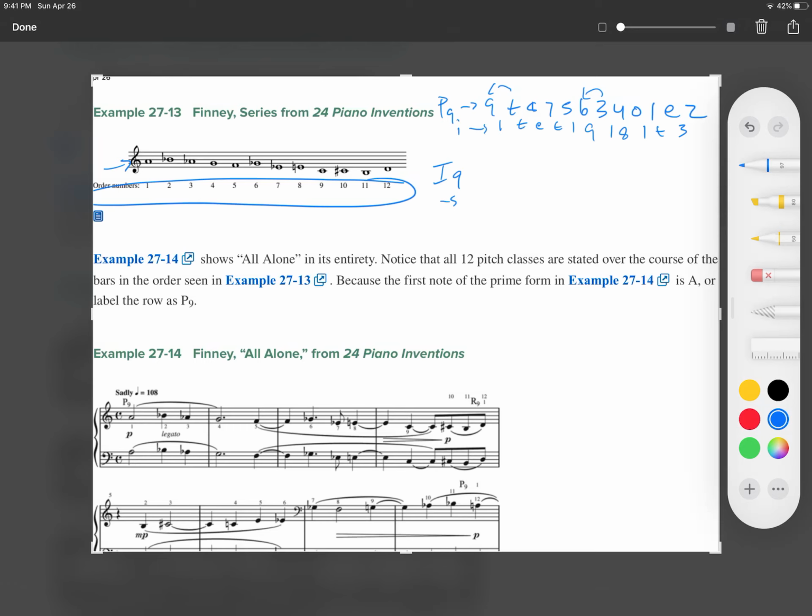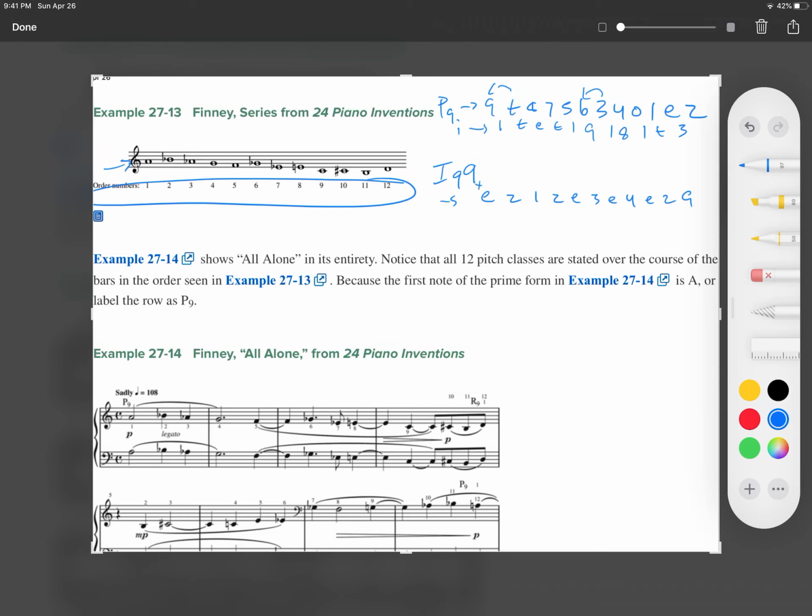Let's invert these intervals here. So 1 becomes 11, 10 becomes 2, 11 becomes 1, 10 becomes 2, 1 becomes 11, 9 becomes 3, 1 becomes 11, 4, 11, 2, and 9. And those are our intervals. So our starting pitch of I9, of course, is 9.